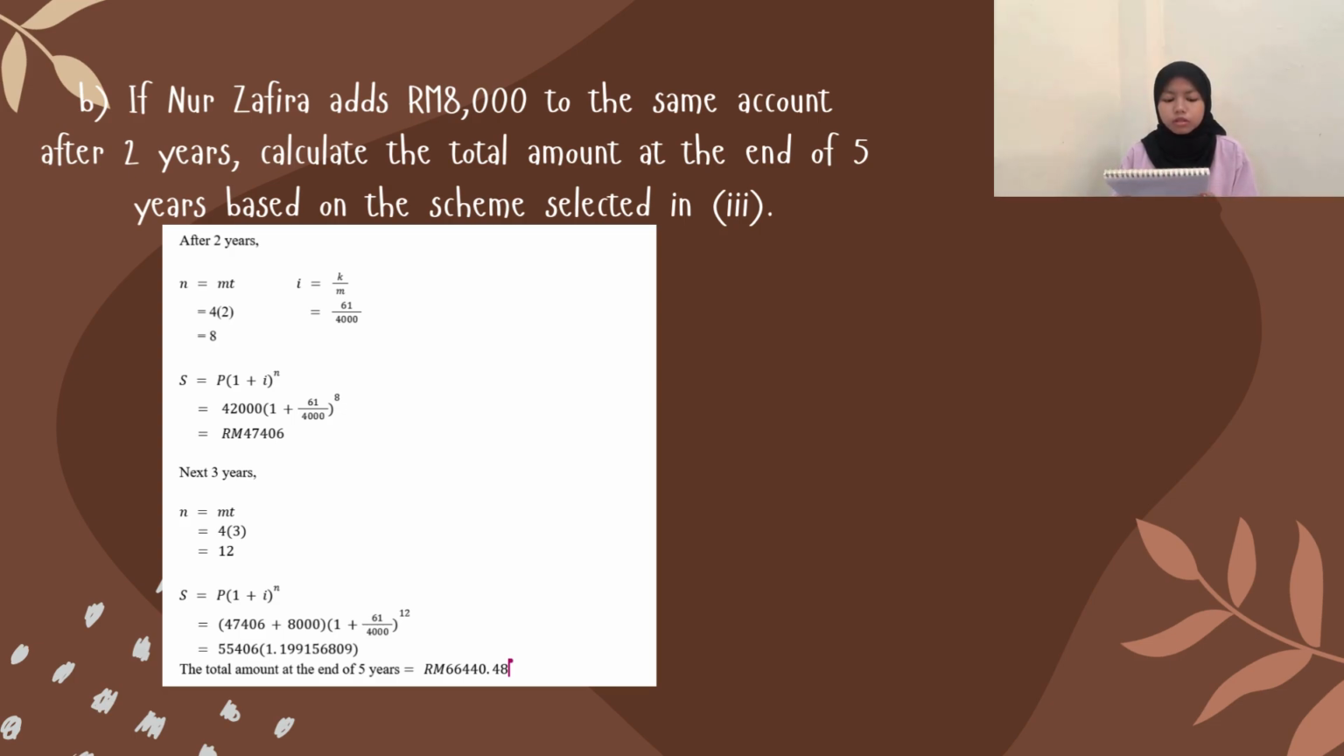And for the next 3 years, N equals 4 times 3, we get N equals 12. So we substitute the numbers: bracket 47,406 plus 8,000 end bracket, bracket 1 plus 61 over 4,000 end bracket to the power of 12. So we get 55,406 times 1.199156809. And we get the total amount at the end of 5 years is RM66,440 and 48 cents.